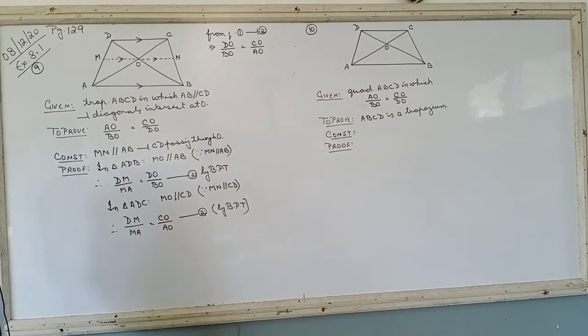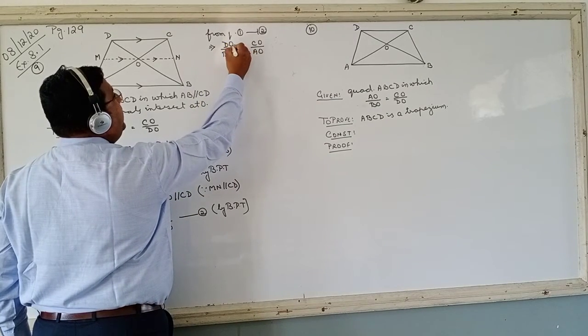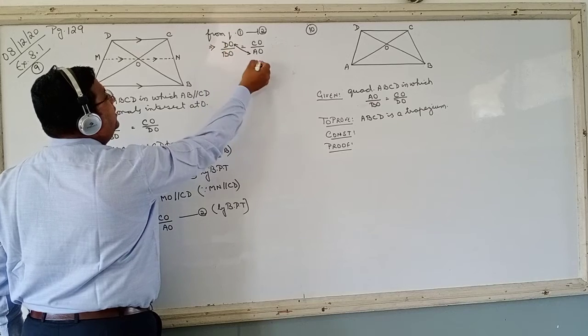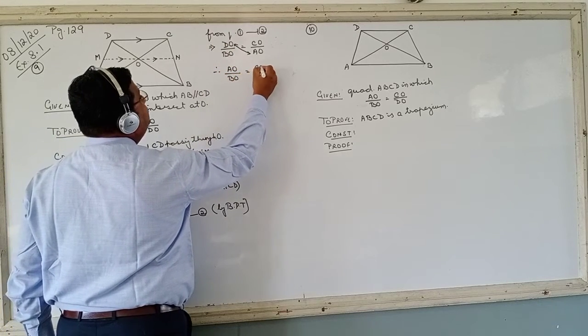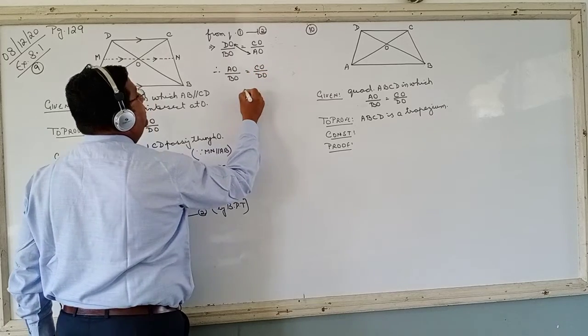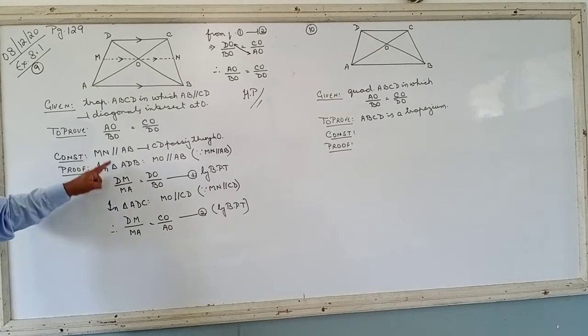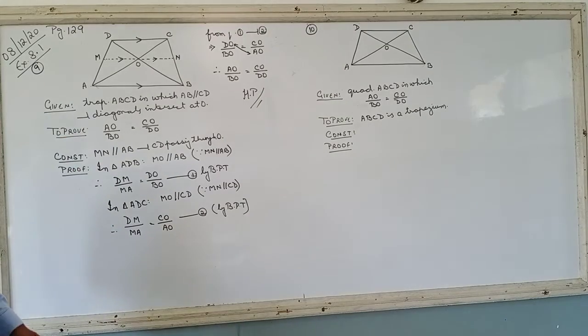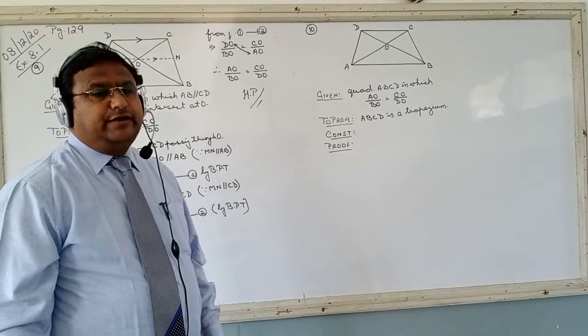Yes. Simple transformation now. Interchange the places of DO and AO. AO comes over here, DO comes down. So AO upon BO is equal to CO upon DO. Hence proved. Only application of BPT. Yes, the only thing was to observe which triangle should be taken.